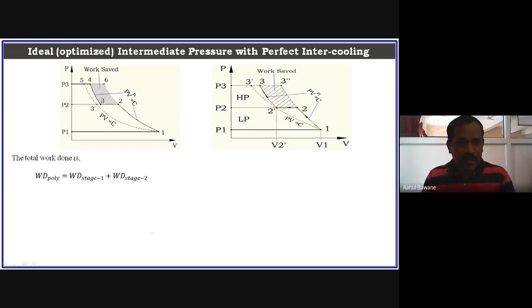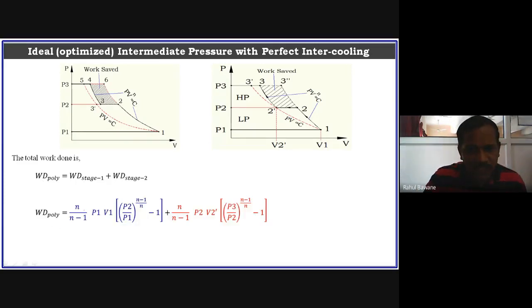Now the total work done. This is very important, the derivation, it is asked many times in exams and many times in orals. We are considering only 2 stages for simplicity. We can go with 3 stage, 4 stage, 5 stage compression, but for simplicity we are taking a 2 stage compressor. Now in 2 stage compression with perfect intercooling, what is the total work done? The total work done will be the work done in the LP cylinder, stage 1, plus the work done in the HP cylinder, stage 2. If we add the work done of each cylinder, it gives the total work done.